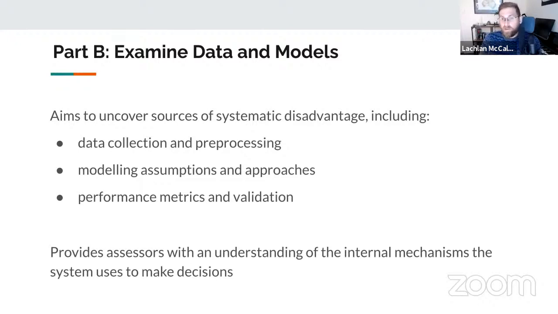So, for example, biases in targets or labels. So then it's particularly important to allow assessors to examine these parts of the systems for any assumptions that they believe may be causing bias that we can't detect with standard measures. So the goal here is to provide the assessors with an understanding of the system's internal mechanisms.